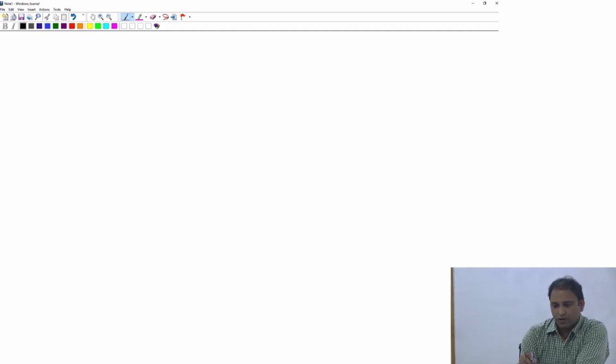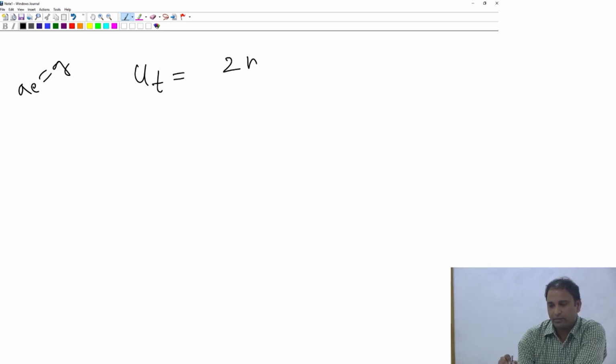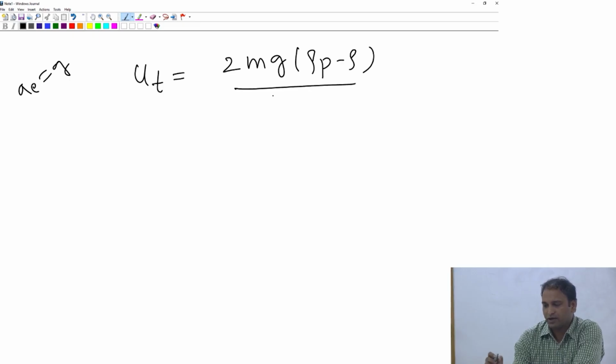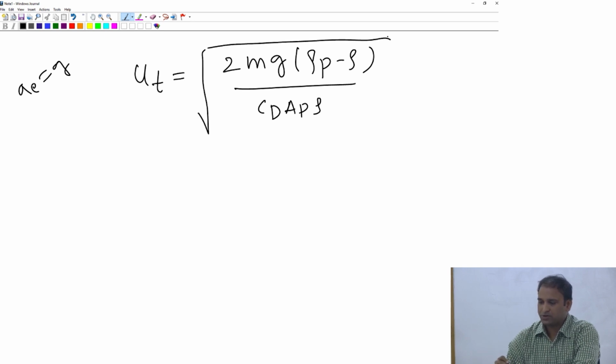So therefore your ut, if I take AE to be G, was 2 times M times G into rho P minus rho, divided by CD AP into rho, under square root. Did I miss something? I have rho P as well.